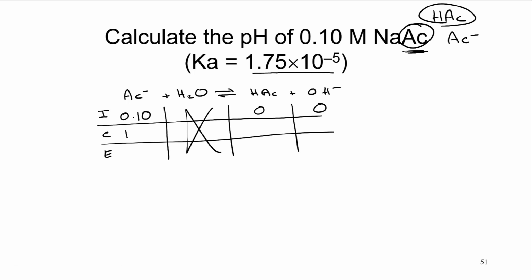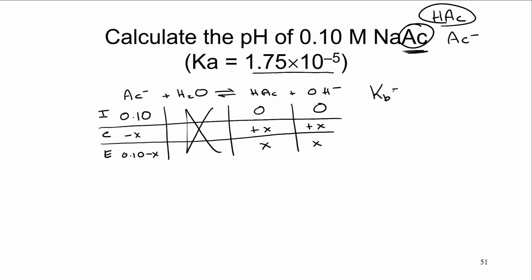So we're going to go minus x. Oops, didn't mean to do that. Oh, I guess I can't undo it. I'll just draw another line in. Be minus x, and then 0.10 minus x. This is going to be plus x and plus x here. So I just have x and x. And this should look really familiar to you by now, but this is my Kb reaction, and I'm going to end up getting x squared over 0.10 minus x.